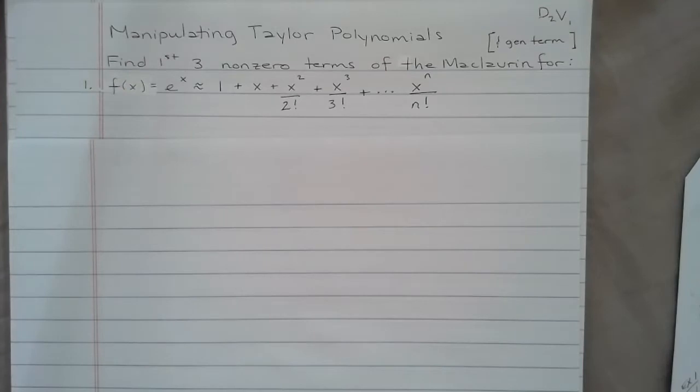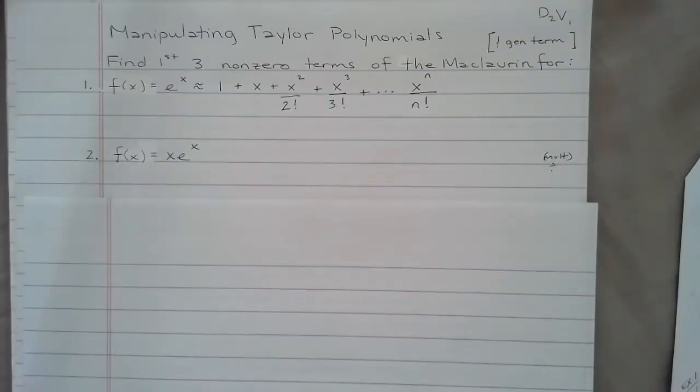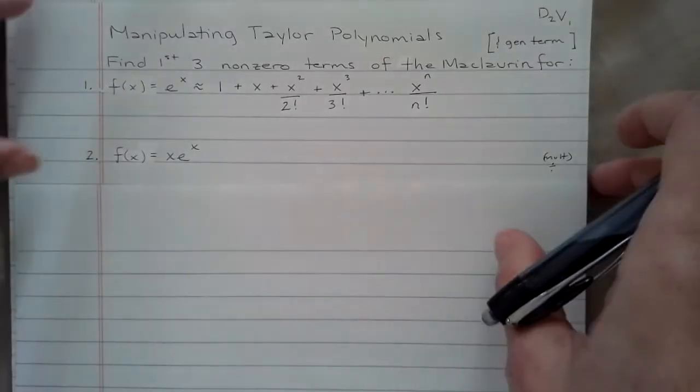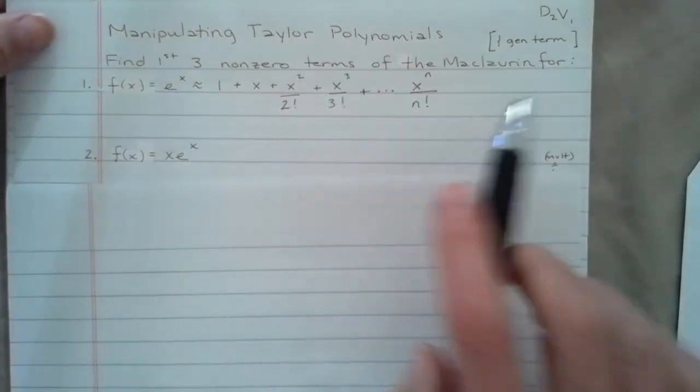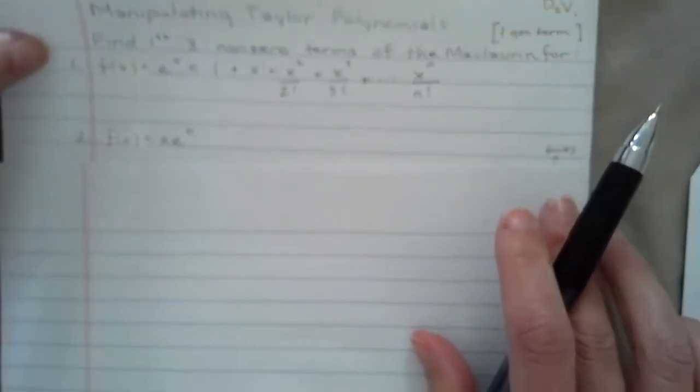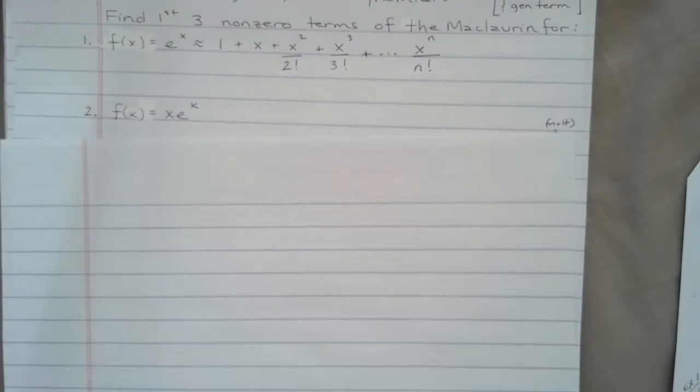Okay, now let's go for a challenge. Let's go ahead and find the first 3 non-zero terms and the general term for x times e to the x. Okay, so this is where we're going to have to do some work, right? We're going to need to do some building here for this polynomial.